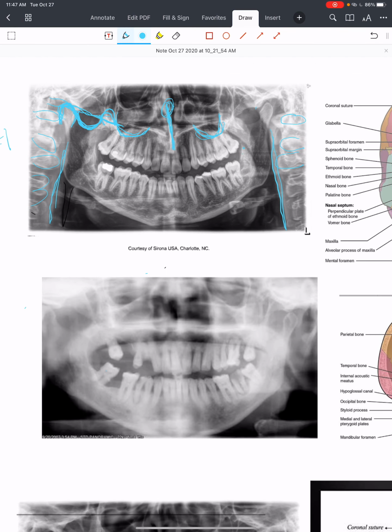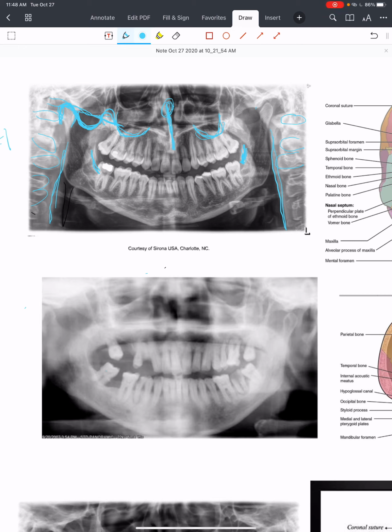Also on this image, I really like that we can see the external oblique ridge on the mandible. And that is going to be more of a bony projection here, and you can mostly see it right behind the molars. Next, I want to talk about a radiopaque structure on the mandible as well.